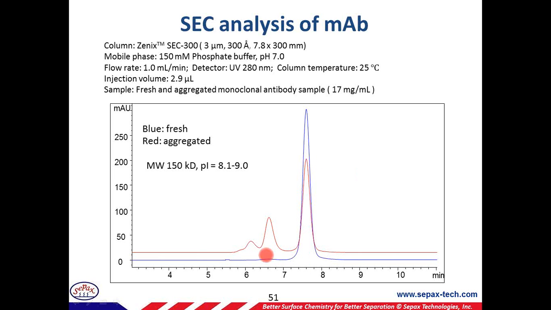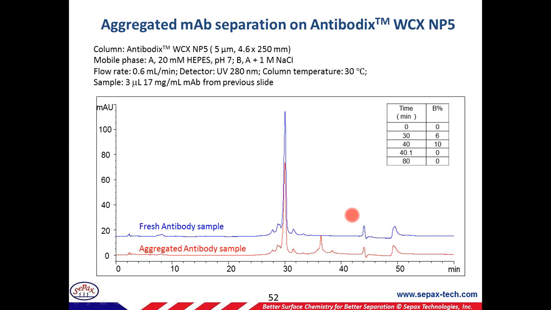You can see the fresh sample, you barely can see any of the aggregates, but with a highly aggregated monoclonal antibody, you can see the dimers and high order aggregates. So that we can see from the SEC. If we apply these two samples on the cation exchange, what kind of profile will we have? That's what we're going to show next.